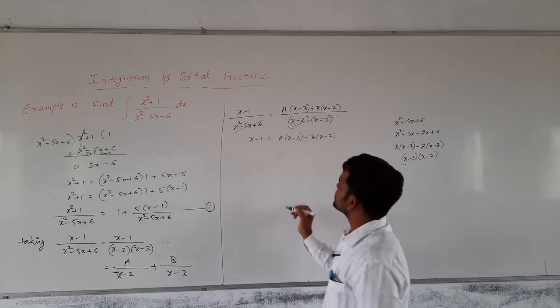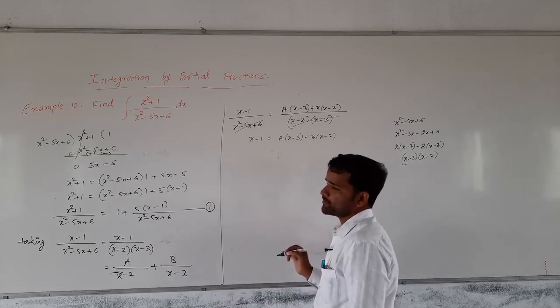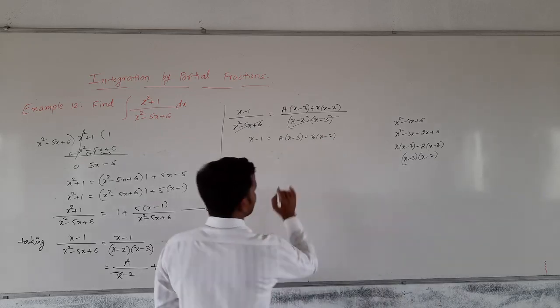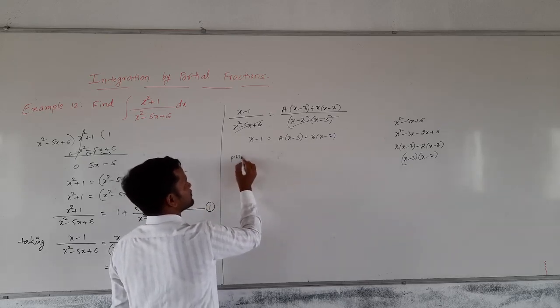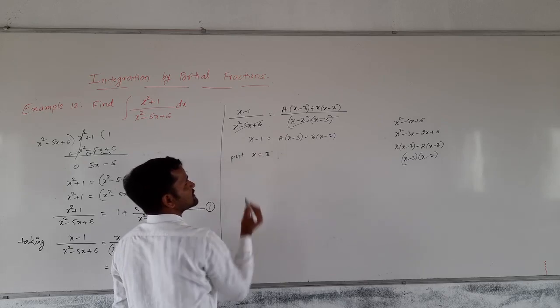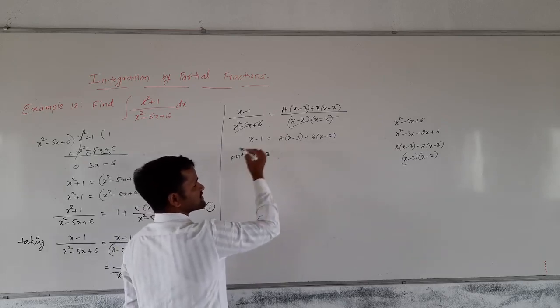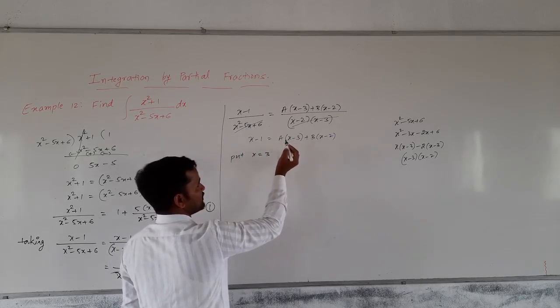Okay, here we can find the values of a and b just by substituting values for x. To find the values of a and b, let us put x is equal to 3. It makes the first term 0, so that we can find the b value.